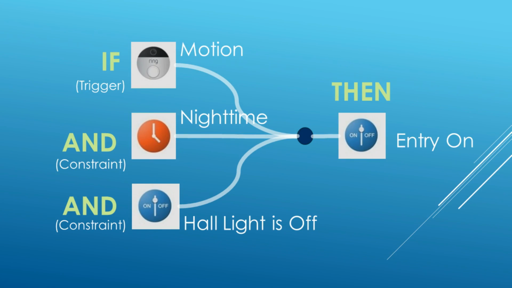I can also add in additional constraints, like here, I only want the entry light to turn on if the hall light is turned off. So that's pretty powerful. Now let's get into the app and make this flow.